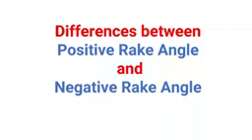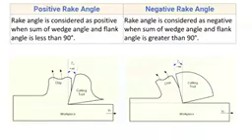In this video, we will discuss the differences between positive rake angle and negative rake angle. So the very first difference: rake angle is considered as positive when the sum of wedge angle and flank angle is less than 90 degrees.